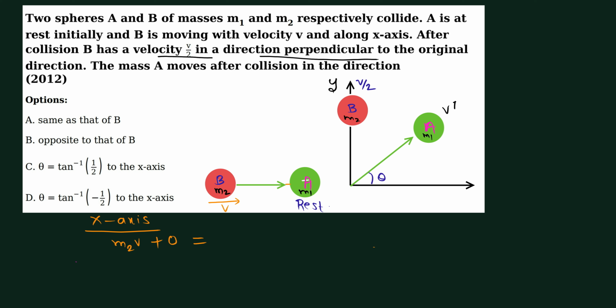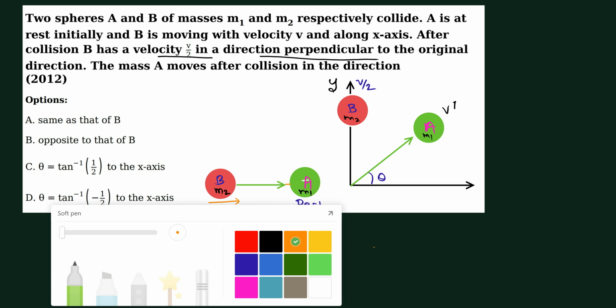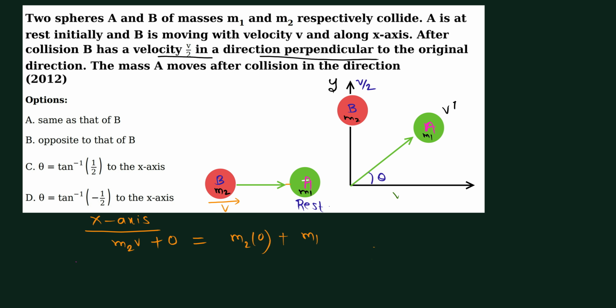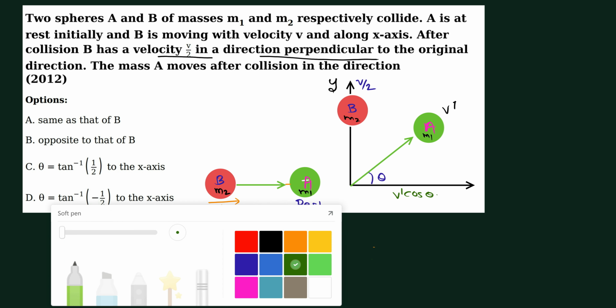The ball B is moving along the y-axis direction, but along the x-axis direction, the ball B velocity is 0. But the ball A is moving in this direction, making an angle theta with the horizontal. Then how do you get the x-axis component here? We get hypotenuse into cos theta. Along the x-axis direction, the ball A velocity is v dash cos theta.